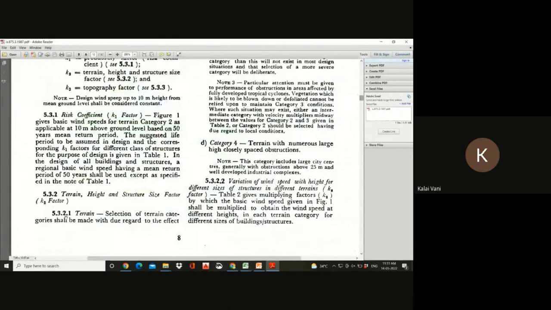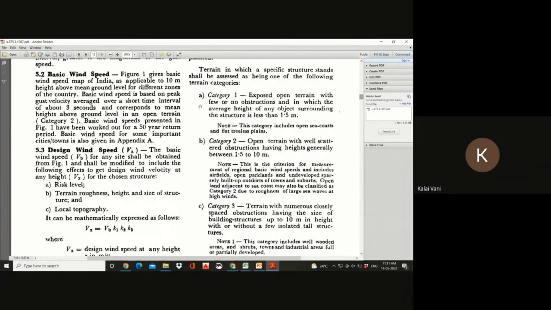Here in 5.3.2.1, in your code book page number 8, you have the terrain, height and structure size factor. Here, terrain category 1 means it is exposed open terrain, which means a very plain area with no obstructions. Only your building is going to stand over there, right? This category includes sea coast and flat treeless plains. So if your terrain is mentioned like that, you can take category 1.